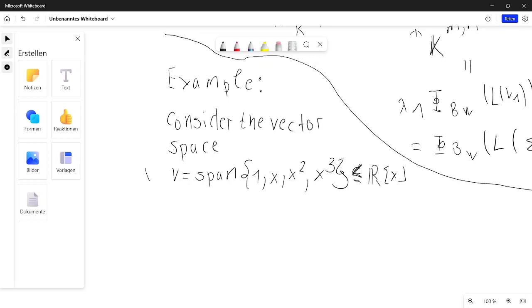And consider also W equal to the same thing. Now, what would we do? Okay, let's maybe try to.